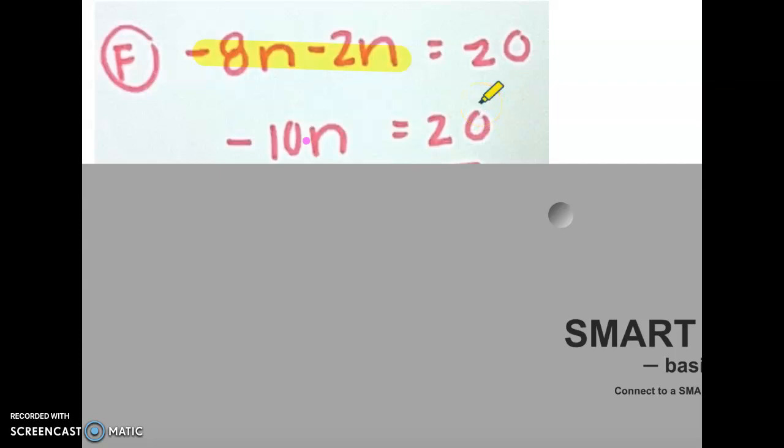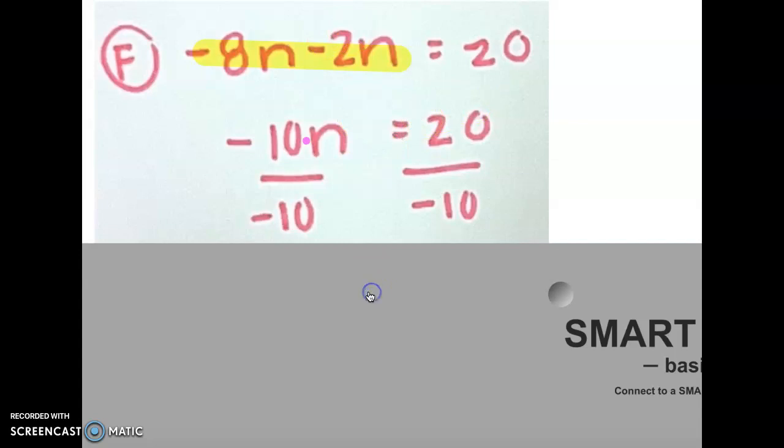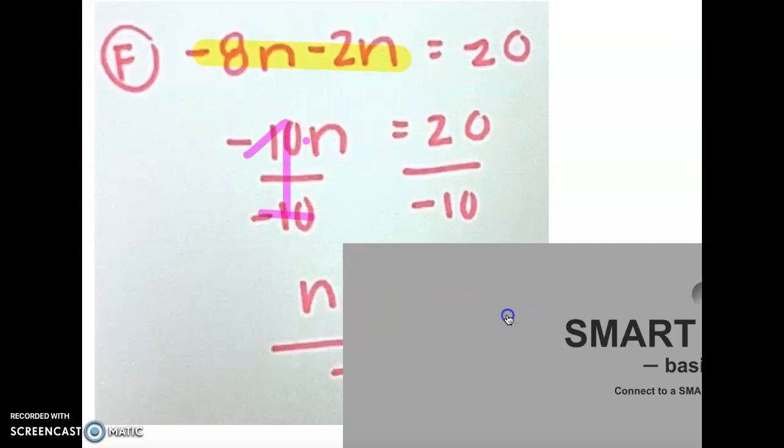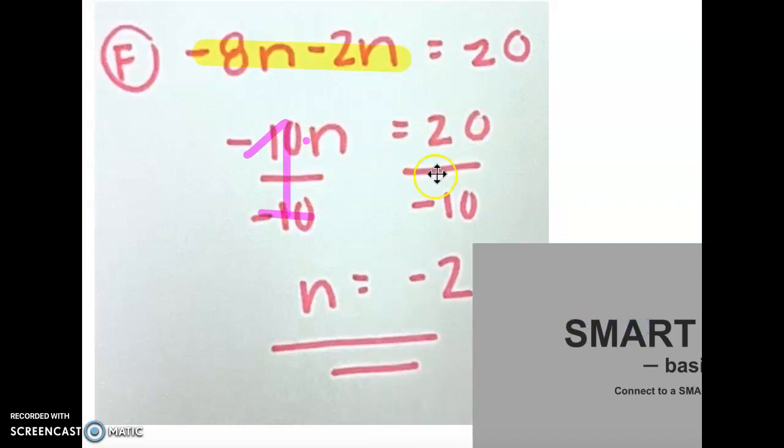So to undo multiplying by negative 10, we're going to divide both sides by negative 10. When we do that, negative 10 over negative 10 makes a big giant 1. So we're just left with 1n, which remember we just write as n, is equal to, and then 20 divided by negative 10 will give us negative 2.